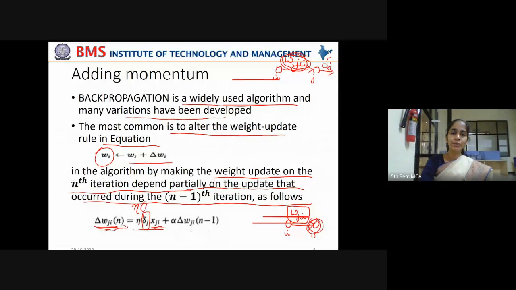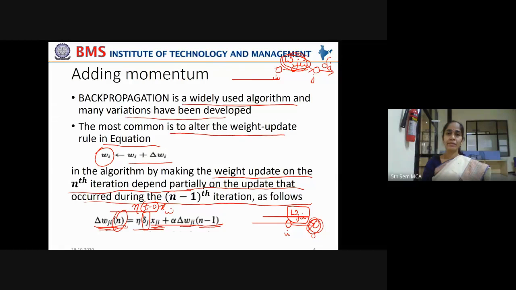Remember, it is the same as your eta times (t minus o) times xi, which you learned in your perceptron training rule. Do not get confused. Same thing. You are giving some index numbers here because lots of layers are there. So it is eta delta j xji plus you are also considering the weight adjustment made in your previous iteration. What is that weight adjustment? Delta Wji made in the previous iteration n minus 1. That has an effect on the weight adjustment that is going to be done in the current iteration, that is n.